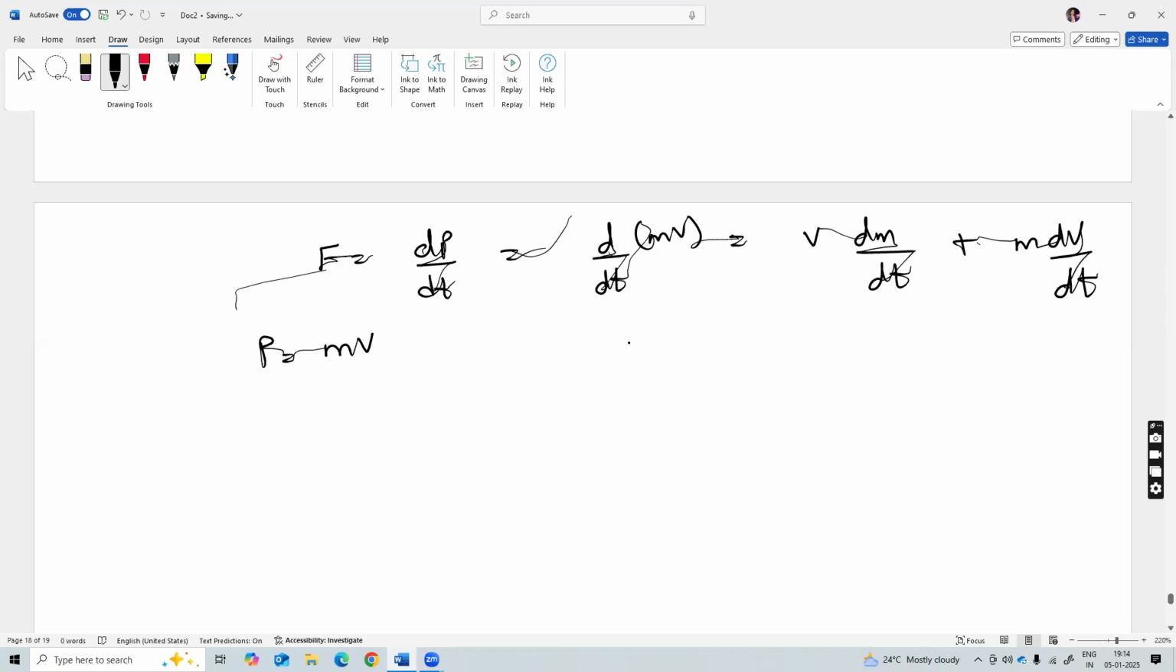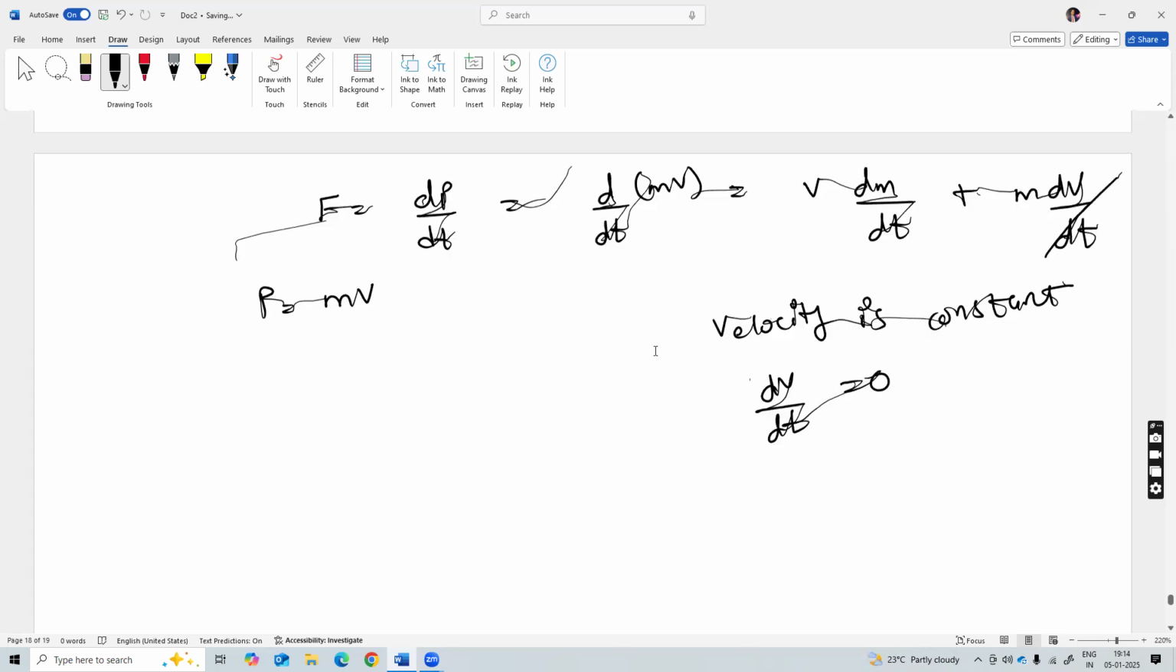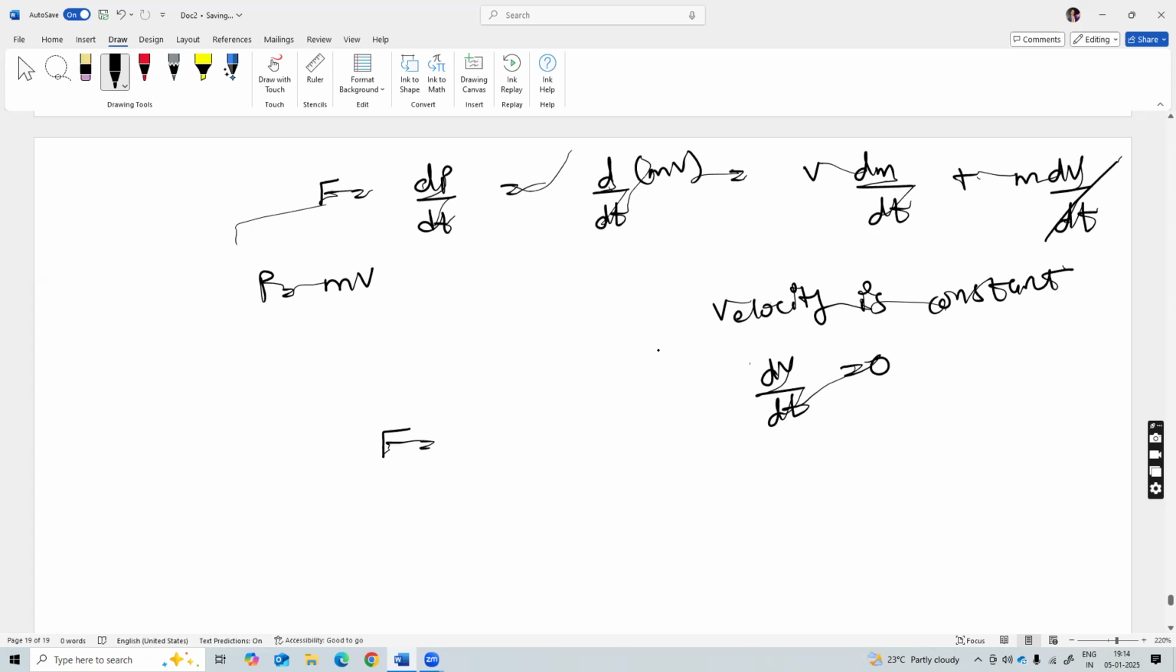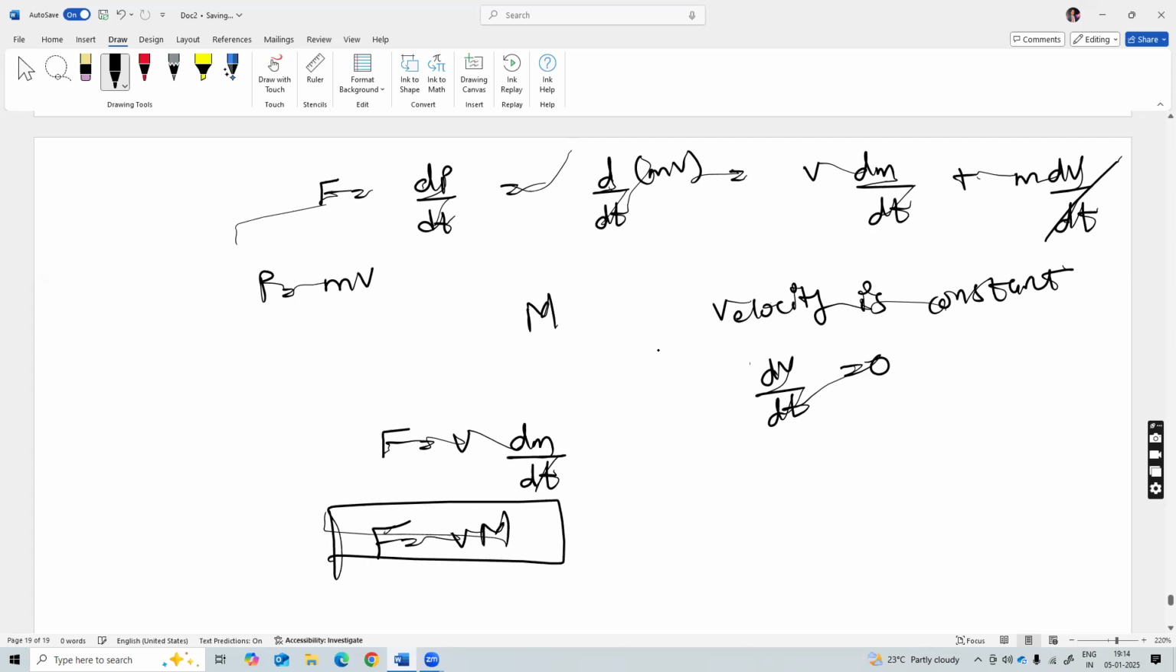However, in this case, they have given that velocity is constant. The derivative of a constant is 0, so the dv/dt term will become 0 and this term will be gone. So the force required will be F is equal to v dm/dt. dm/dt is the change in mass per unit time, which is given as capital M in this question. Therefore force will be equal to velocity into capital M. So this much force will be required to keep moving that conveyor belt. Is it clear?